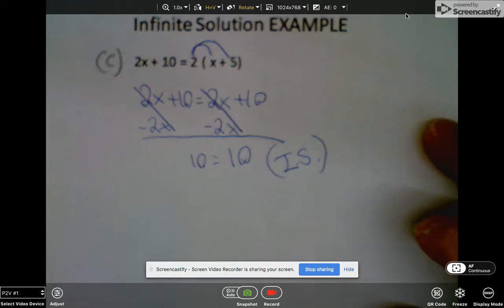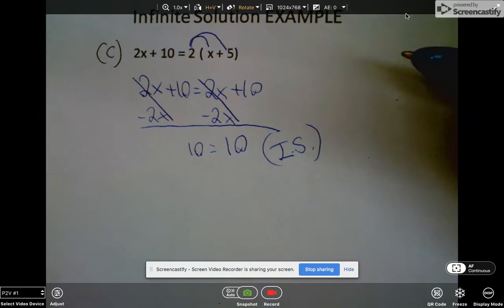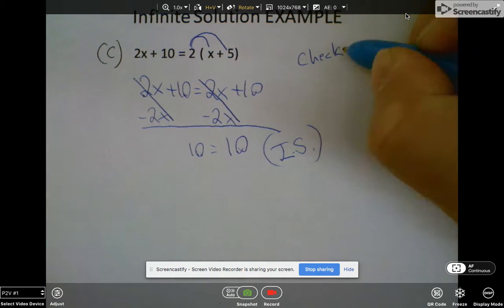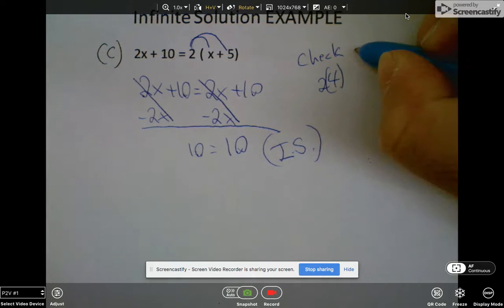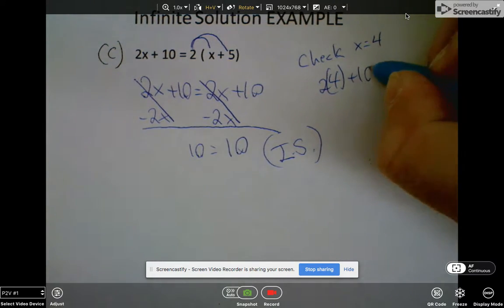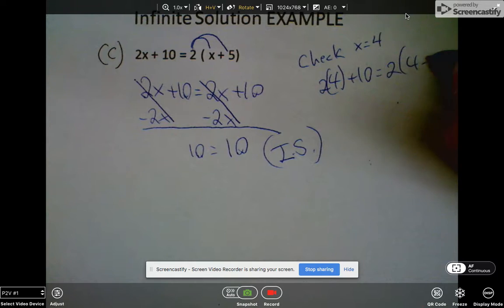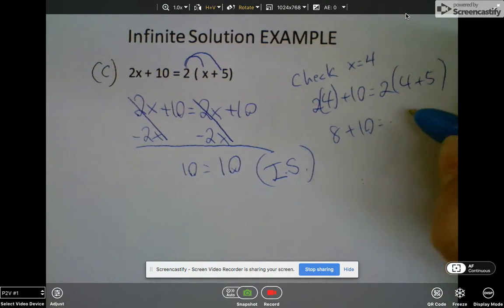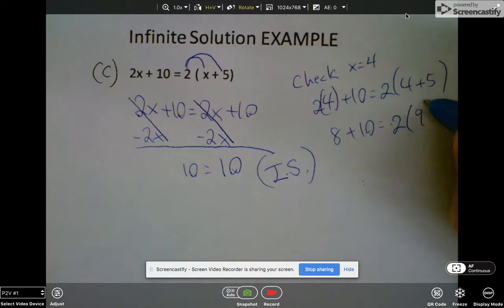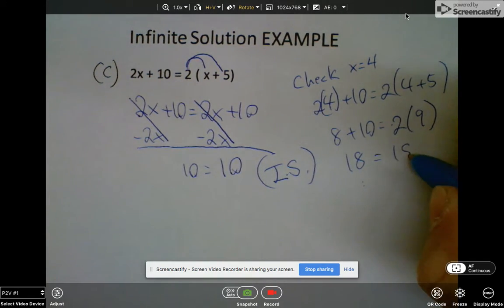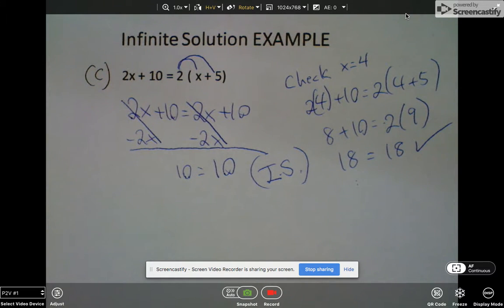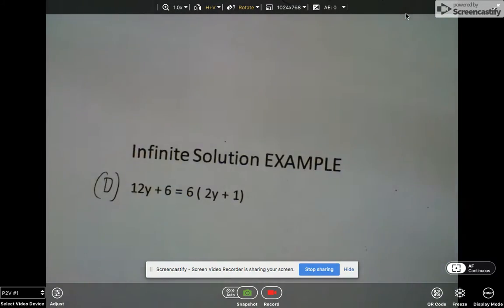So let's say you chose the number 4 to check it, just a random number. If you checked it with 4, 2 times 4, so this is x equals 4, plus 10 equals 2 parentheses 4 plus 5. So if you do that, you're left with 8 plus 10 equals 2 times 9. That's 18 equals 18, and it works. And so basically you could choose any number for x. There's an infinite amount of solutions, and it would always work. All right, so I'll pause the video again. If you could try example D at the bottom.